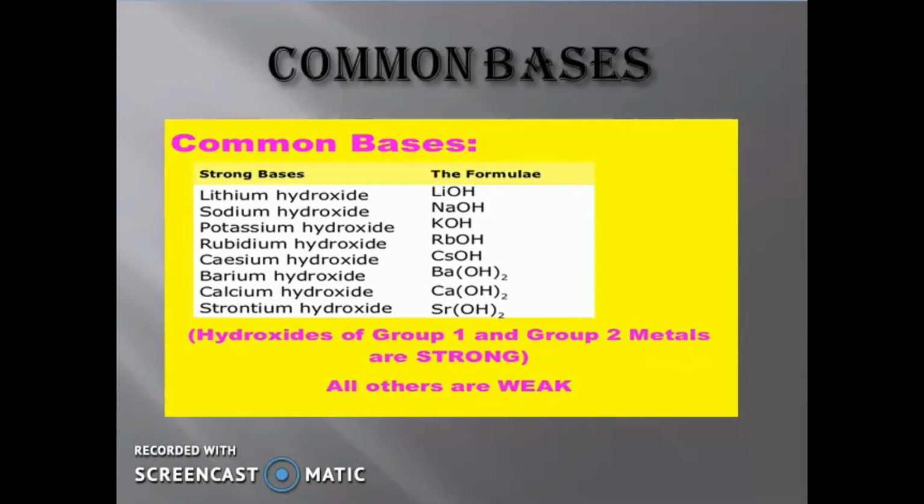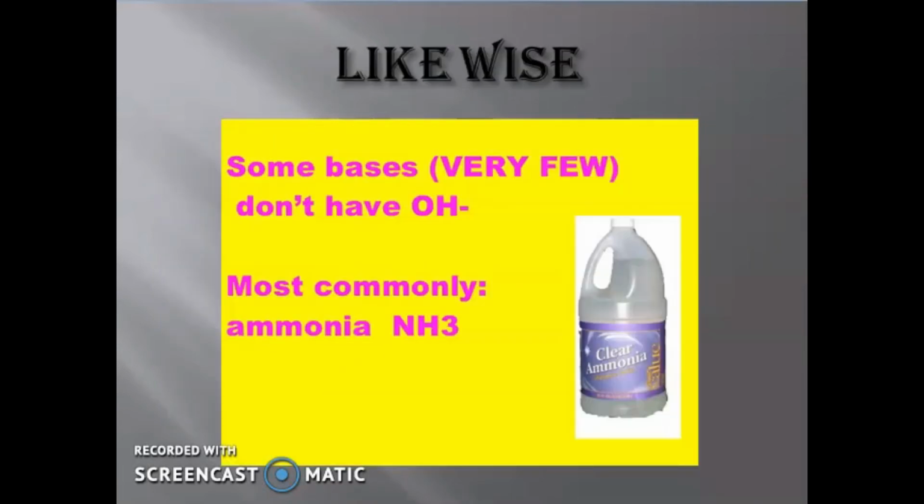Common bases. Some common strong bases are lithium hydroxide, sodium hydroxide, potassium hydroxide, rubidium hydroxide, cesium hydroxide, barium hydroxide, calcium hydroxide, and strontium hydroxide. Hydroxides of group 1 and group 2 metals are strong, all others are weak. Likewise, some bases, very few, don't have OH ion, most commonly ammonia, NH3, as an example.